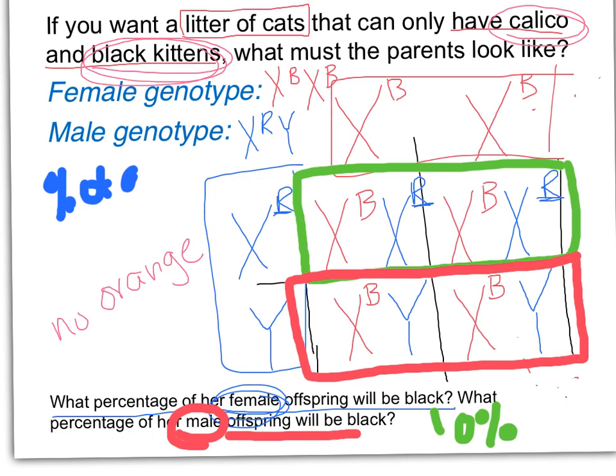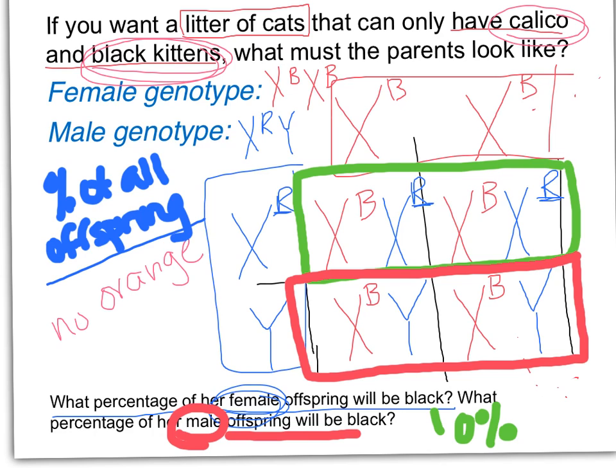If I said what percent of her total offspring, so I want to know percent of all offspring, I'm going to try to make this skinnier because it's too big. What a disastrous mess. If you hand your homework in and it looks like this, it's going to be hard for me to grade.